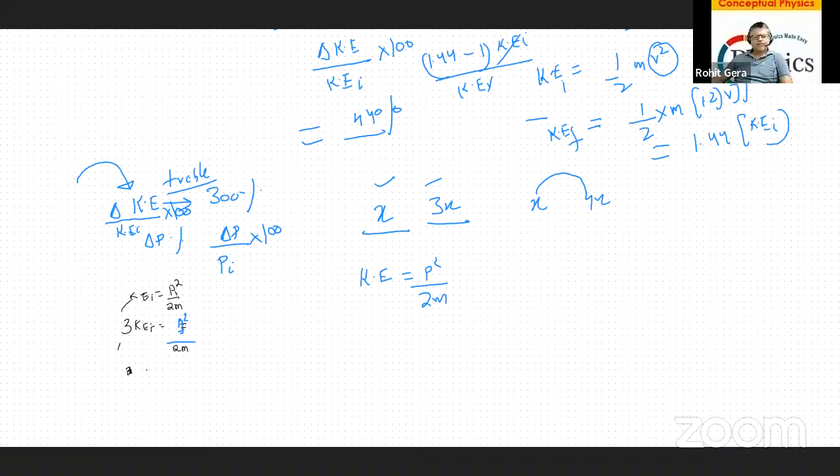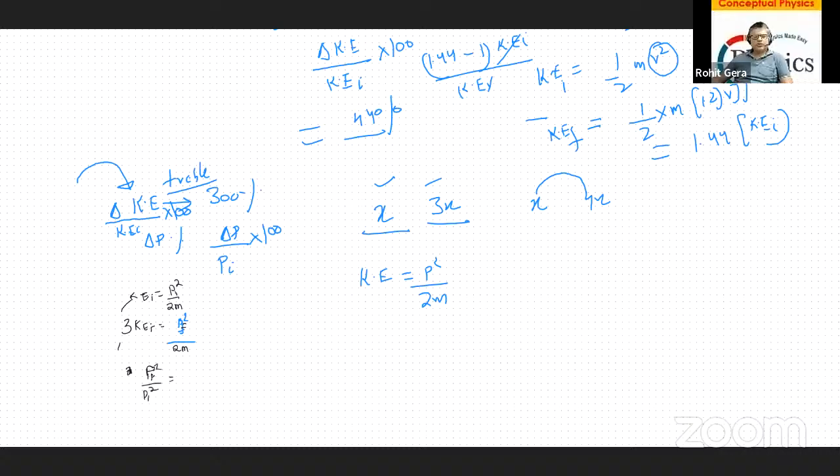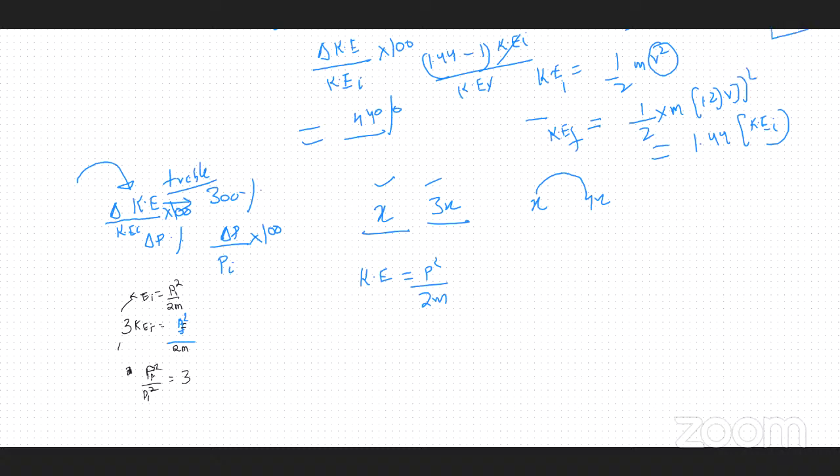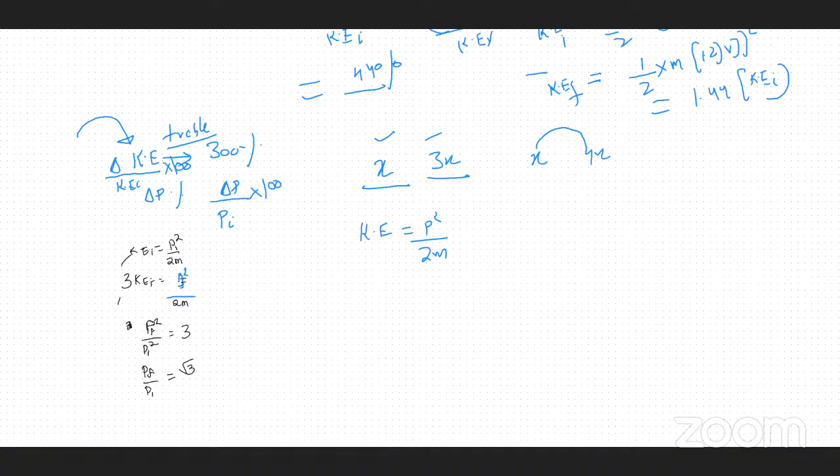No problem. So PF square is equal to 3 PI square. So root 3. So P final is root 3 times PI, which is 1.732. Just one minute, sir. So 73% gain over PI. Yes, done.